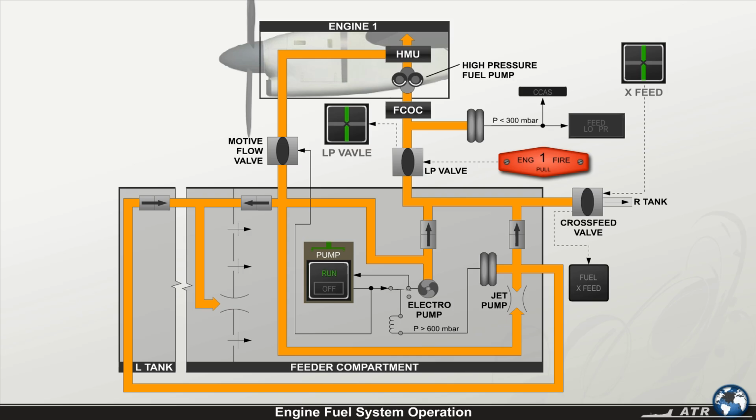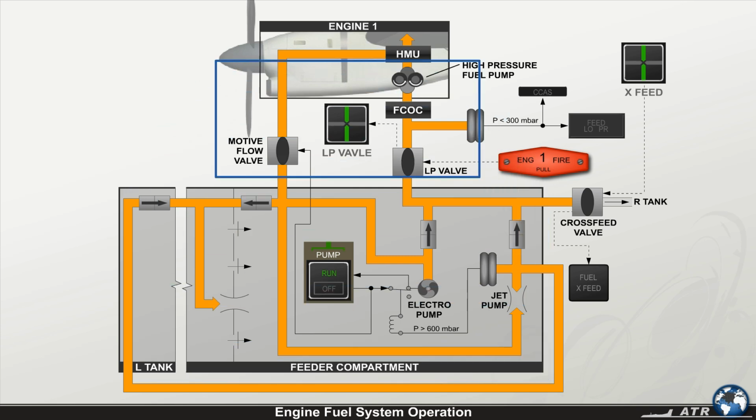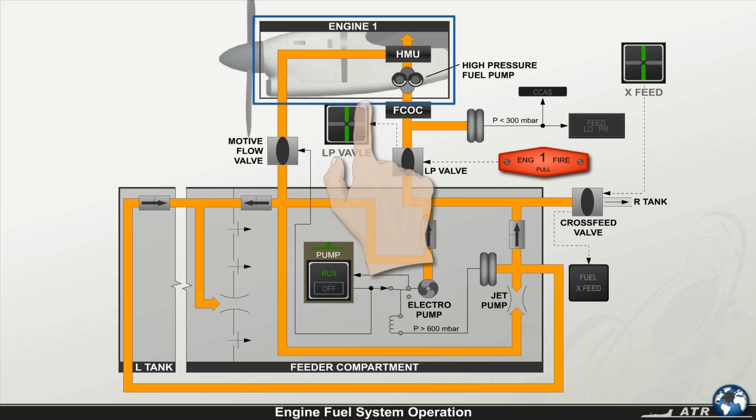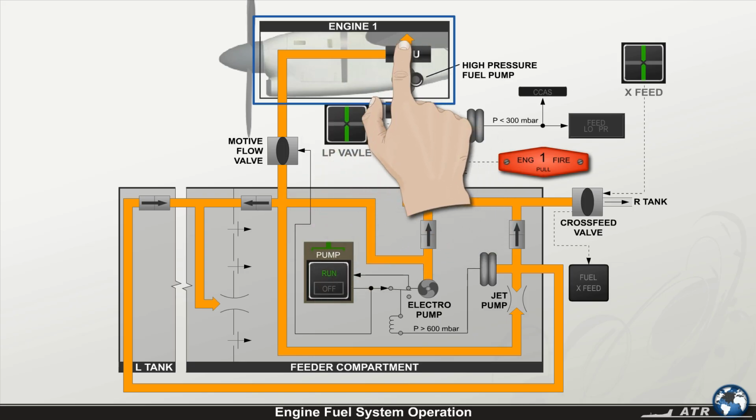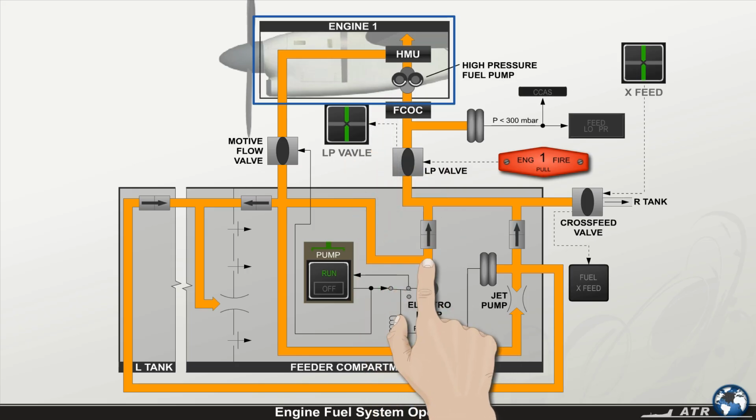In normal operation, the engine receives fuel from the fuel tank, located inside the respective wing. During engine start, fuel is delivered under pressure to the engine by means of the suction generated by the engine-driven high-pressure fuel pump, and by an electrical fuel pump installed in the fuel tank.